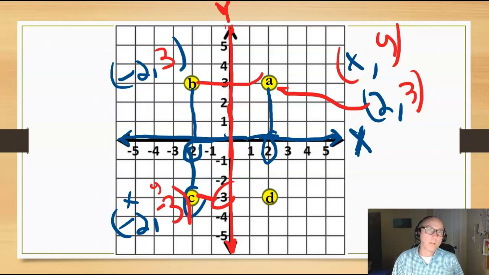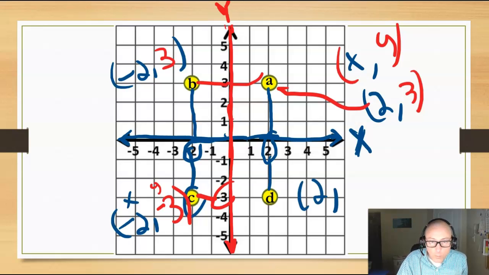XYZ ABC. Graphing coordinates is so easy. Okay, here we go. And this is 2. And what's the Y on this? What is the Y on this?